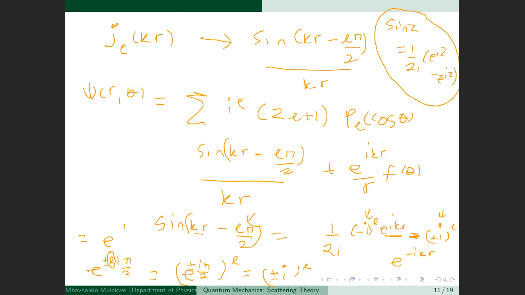You then group the like terms. For the e^(-ikr), there's only one term, whereas with the e^(ikr), there will be a term coming from that sum plus also that one. So in the end, everything simplifies to the wave function psi of r, theta giving you e^(-ikr) over 2ikr, sum over L of i^(L+1) times P_L of cos theta.